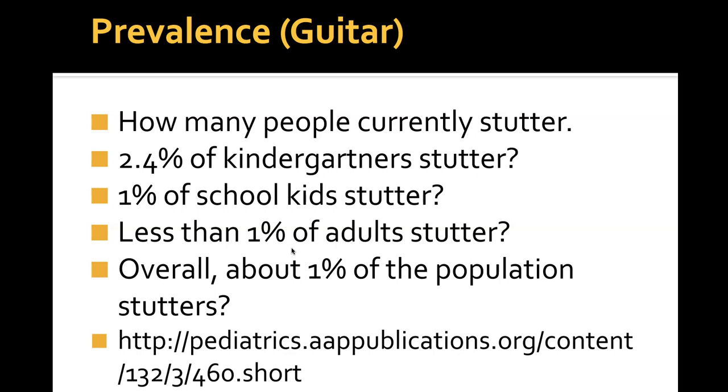And then by the time we reach adulthood, maybe half of 1% of adults stutter, maybe a quarter of 1%. We're not really sure, but again, it's going to drop as people get older because people are going to recover. Even if people only have a 5% chance of recovery after they're 8 or 9 years old, that's still 1 in 20 kids who stutter are going to stop stuttering.